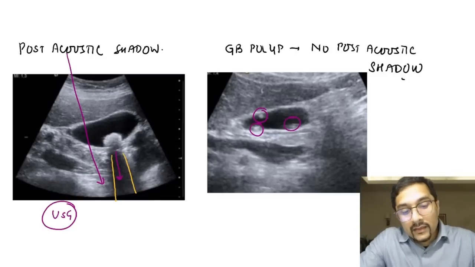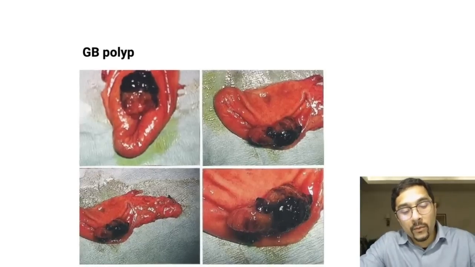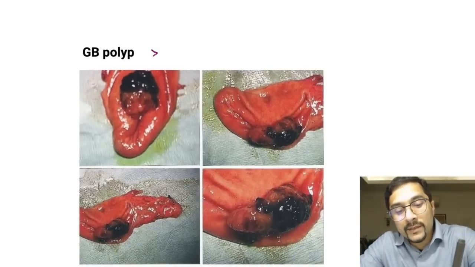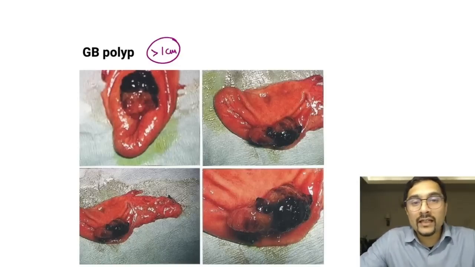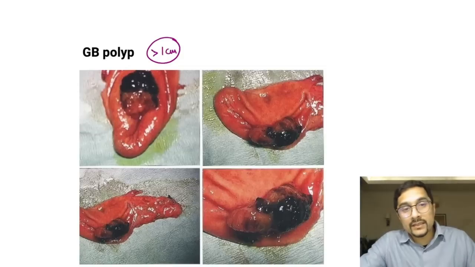and that is how we differentiate a stone from a polyp on ultrasound. This is a gross image of a gallbladder polyp, and you should know that gallbladder polyps, if they are more than 1 centimeter or 10 millimeters, then they are more likely to get converted into malignancy. And if they are more than 10 millimeters or 1 centimeter, then you should carry out a cholecystectomy in such a patient.